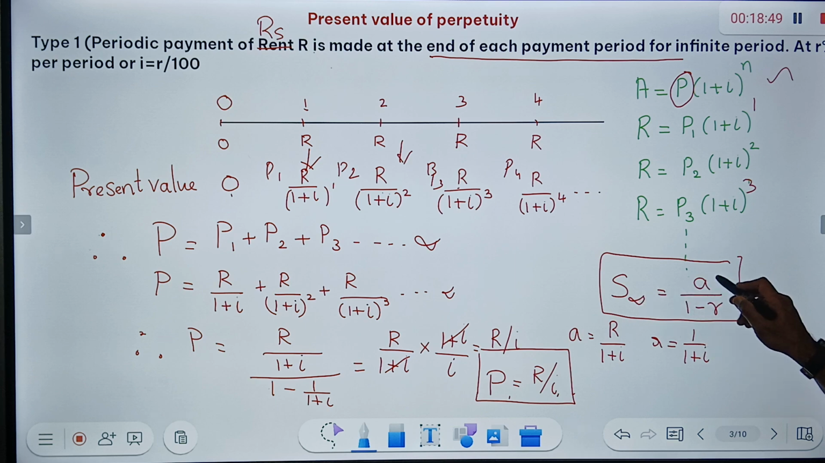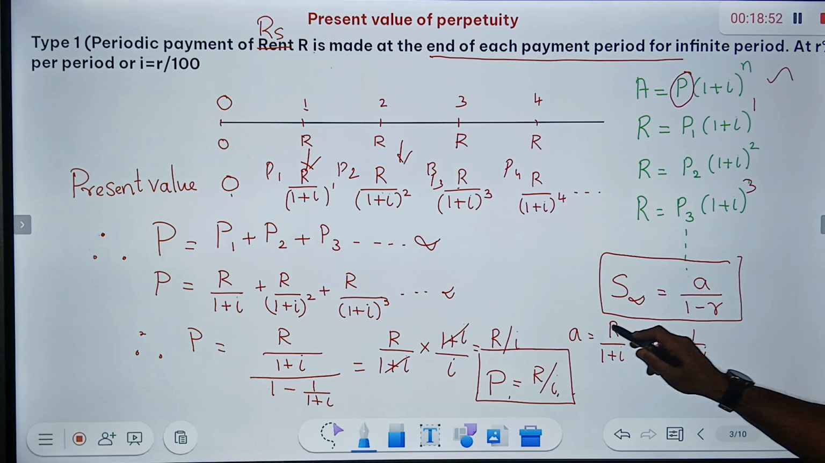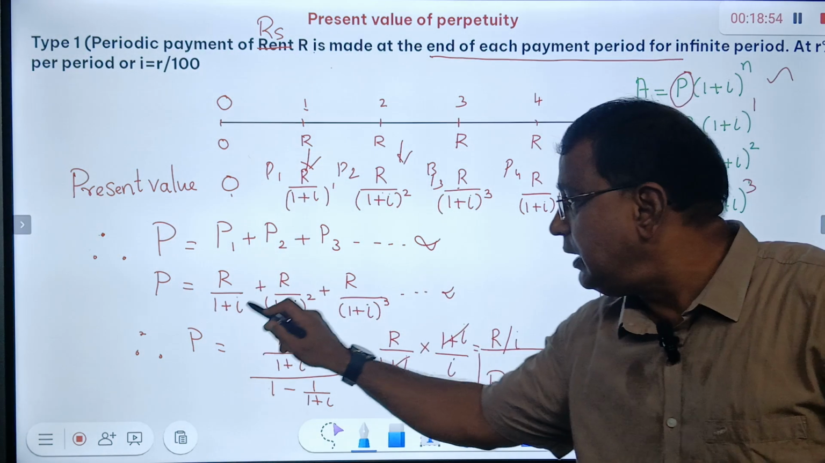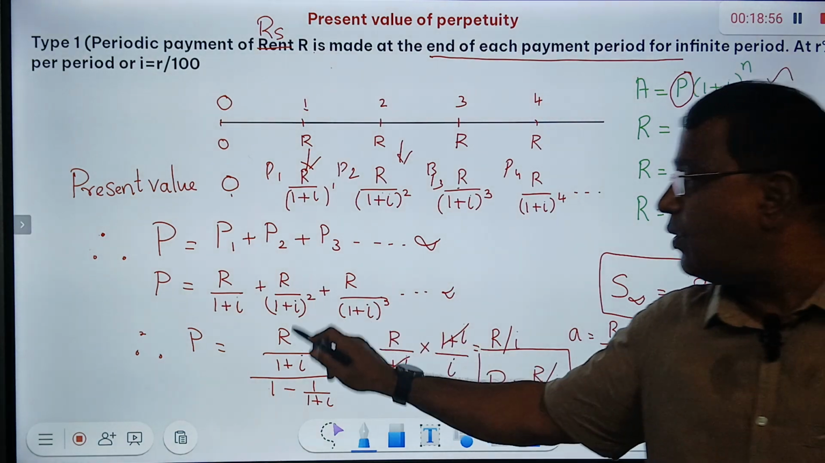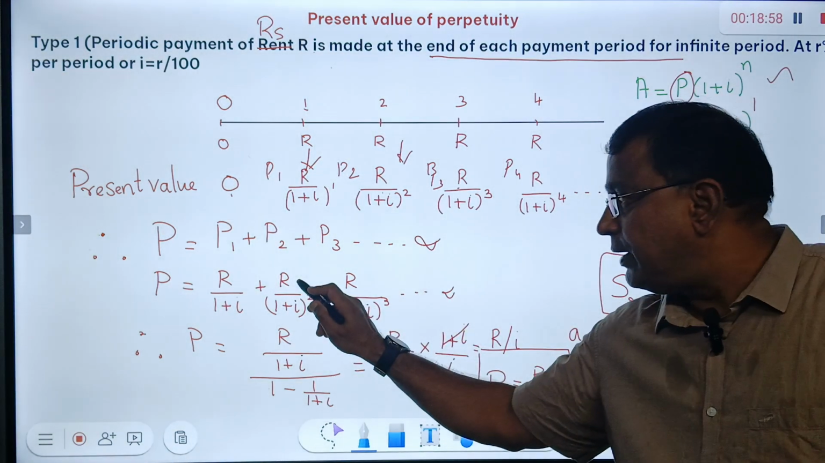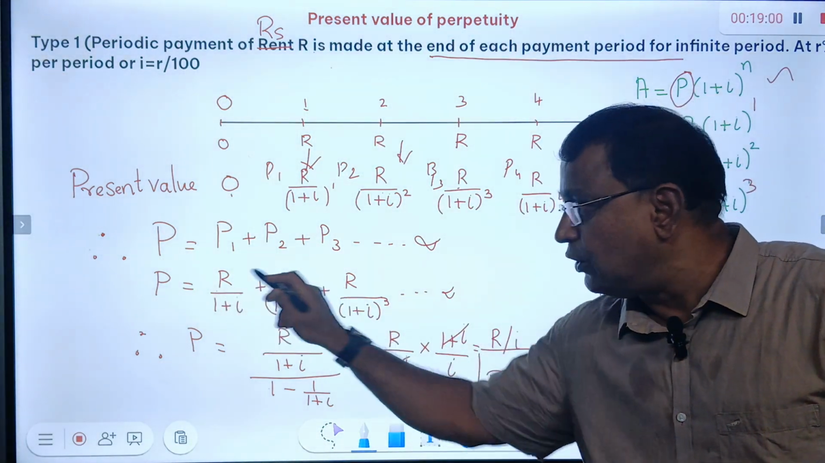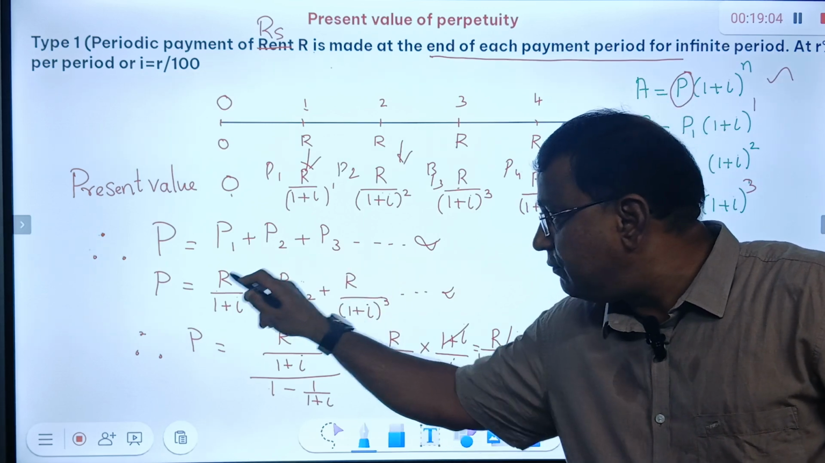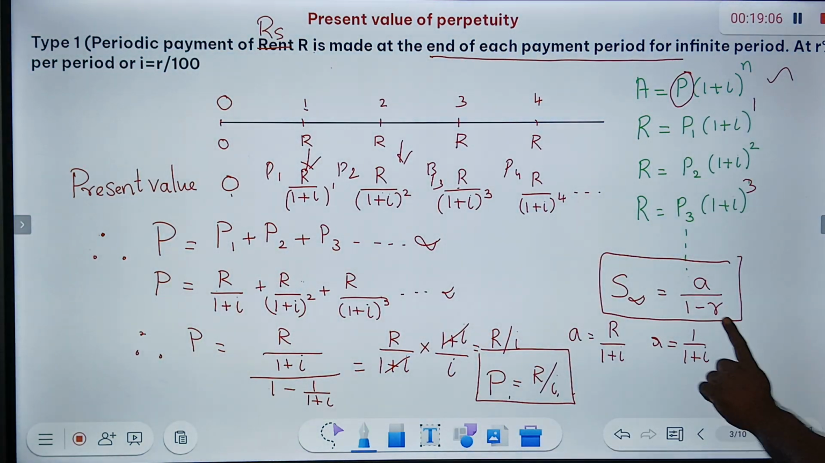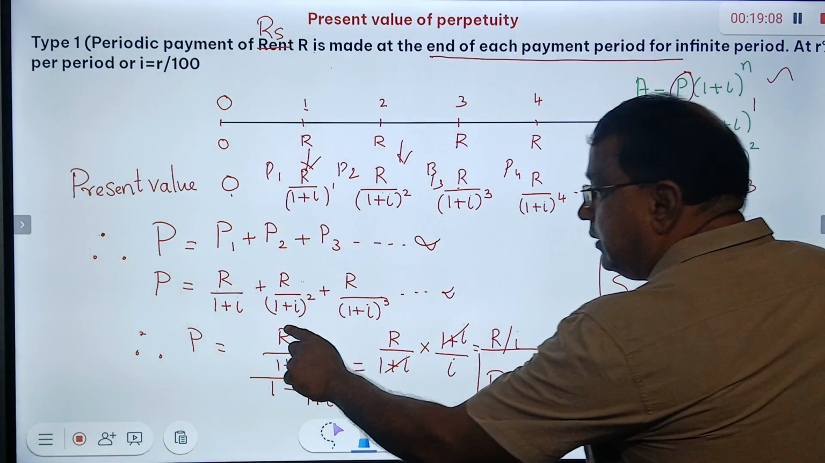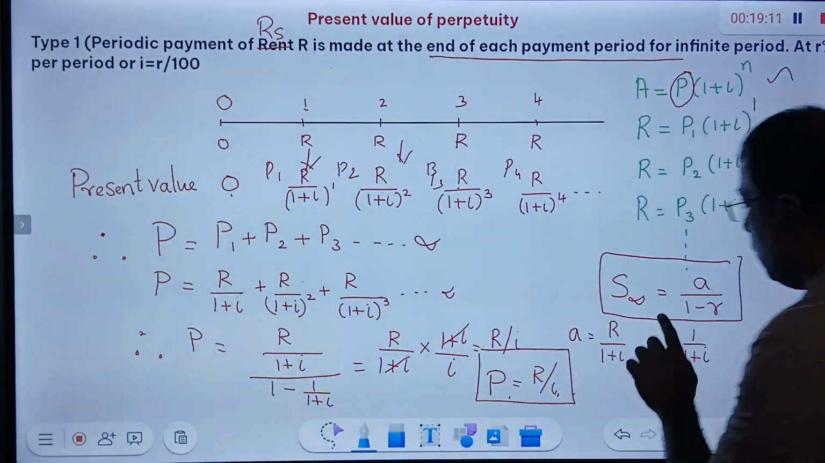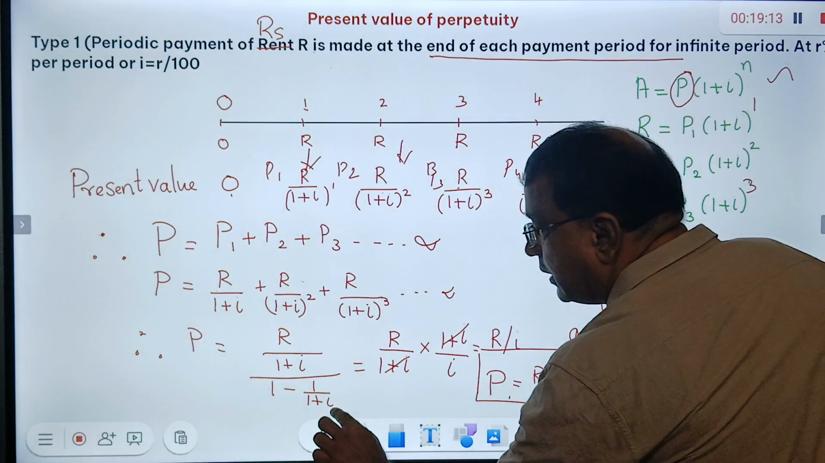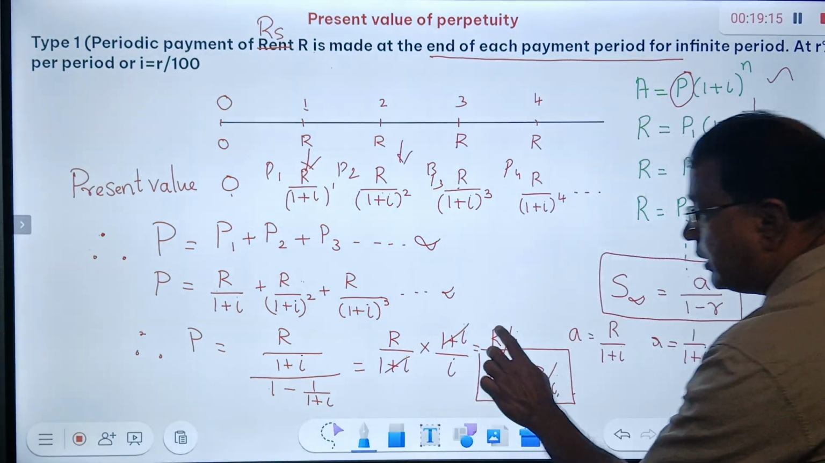S infinity is a by (1 minus r), where your first term is R by (1 plus i), and the common ratio is 1 by (1 plus i). If you divide the second term by the first term, you get the common ratio. I hope you know that, class 11th. Now, if you apply that in the formula, a is R by (1 plus i) into 1 by (1 minus r), where r is 1 by (1 plus i). You simplify it, you get R by i.